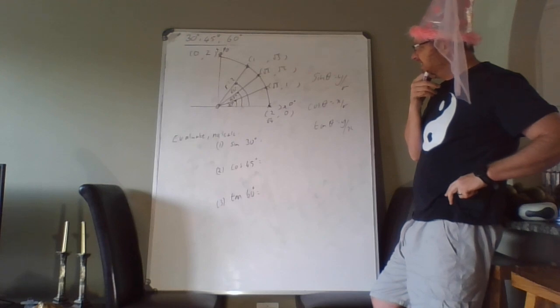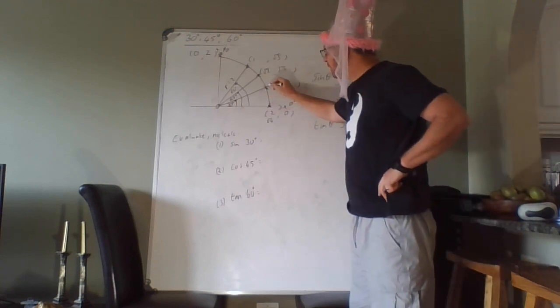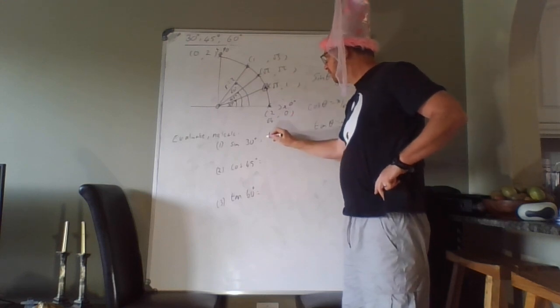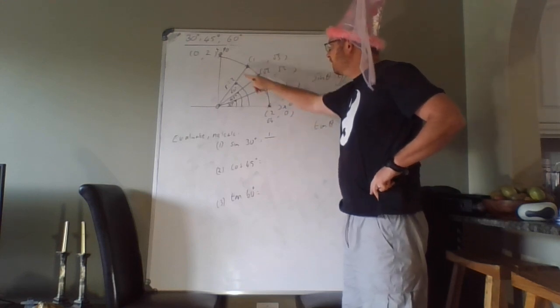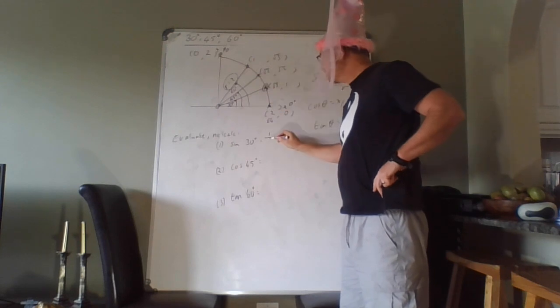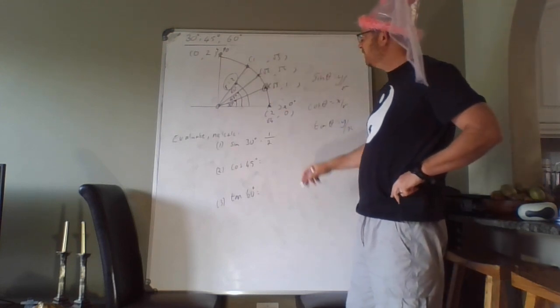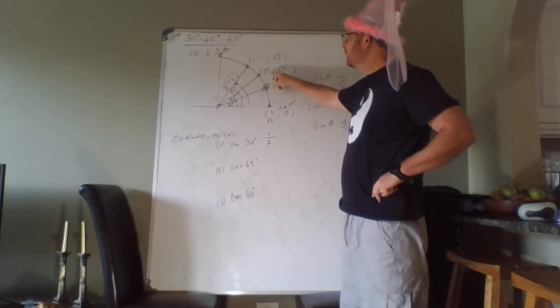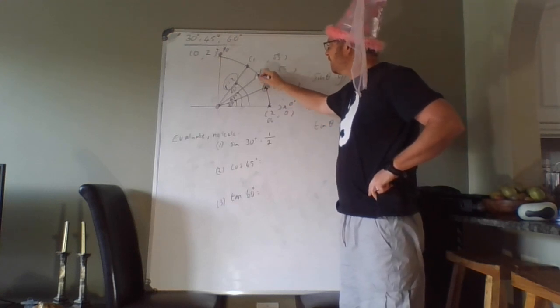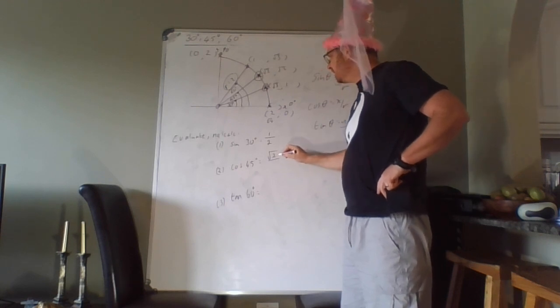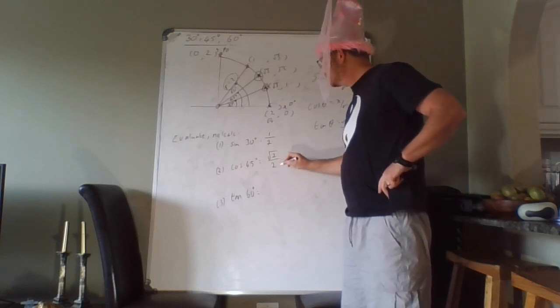So, sine 30, we're working at 30 degrees. I'm at this point over here. At 30 degrees, your y-coordinate is 1. Your radius everywhere throughout the sum is 2. So it's 1 over 2 is sine 30. Cos 45, well, cos is the ratio of the x-coordinate over the radius. So I'm at 45, which is over here. The x-coordinate is root 2. The radius is 2, so it's root 2 over 2.